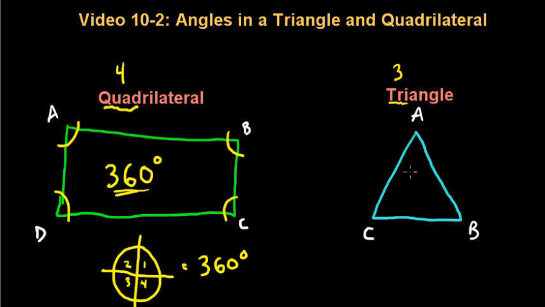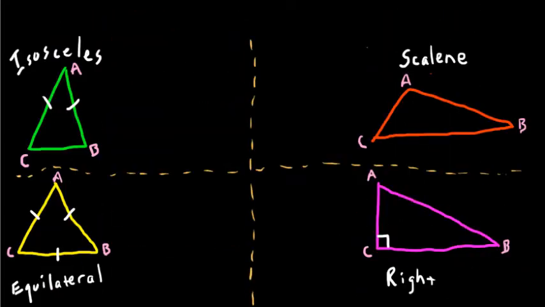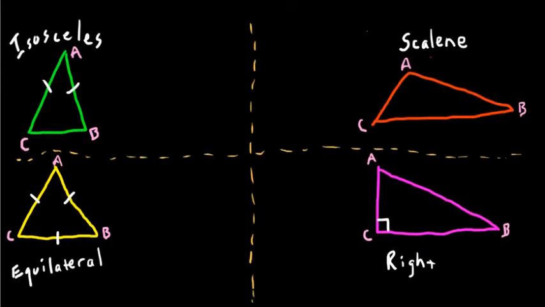The triangle, if you add up all the degrees of the triangle, so angle A, angle B, and angle C, that will always equal 180 degrees, no matter the type of triangle. So, let's look at triangles first. There's a couple of special rules that go along with triangles.